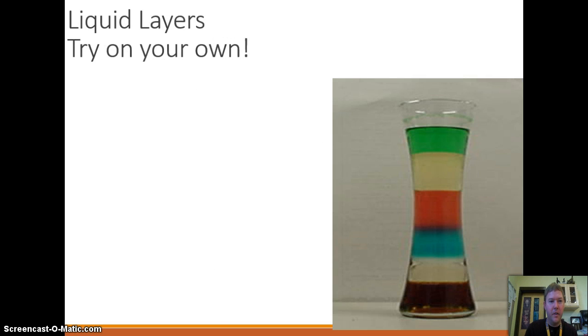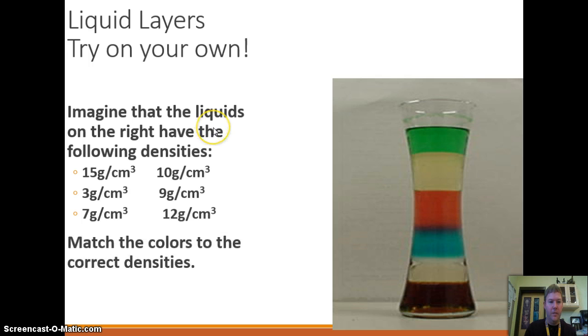Now, let's see how you guys do. Let's give you an example here. Here's some liquid layers. Just try it. Here are the liquids that I'm going to give you. Here are their densities: 15 grams per centimeter cubed, 3 grams per centimeter cubed, 7 grams per centimeter cubed, 10, 9, and 12 grams per centimeter cubed. I want you to match the colors with the correct densities based on what you just learned in the prior slide. I'll give you just a second here. Go ahead and pause the video and label what you think the densities would be. Green, white, red, blue, clear, and brown. Go ahead and pause. Fill in the answers.